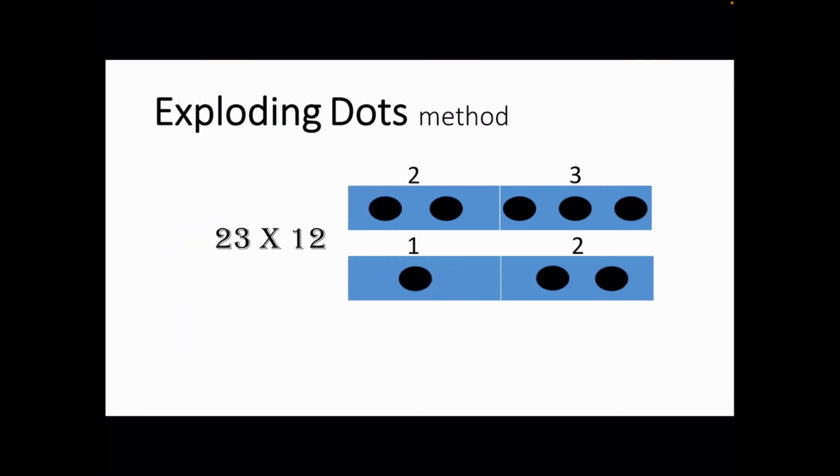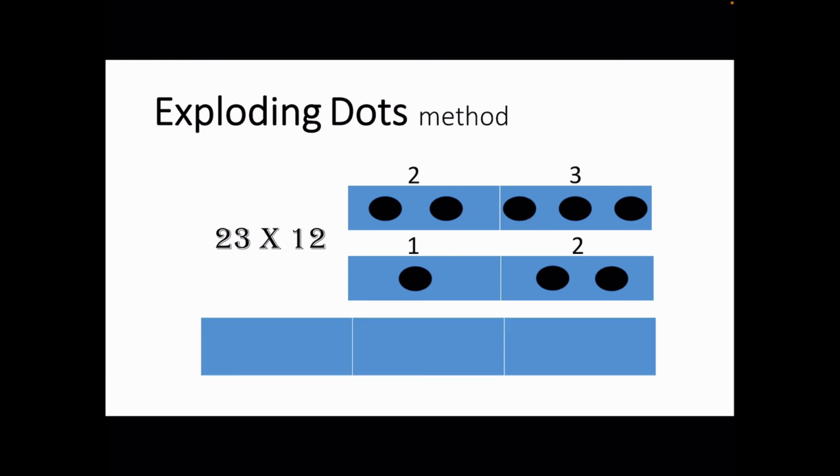Next up, we have the exploding dots method. In this, we're going to represent numbers in the form of dots. So 23 will be 2 and 3. So 2 into 10 and 3 into 1. And this will be 1 into 10 and 2 into 1. This is the tens place, units place. Okay. So now we're going to represent our answer in the answer box. That is this, the bottom one.